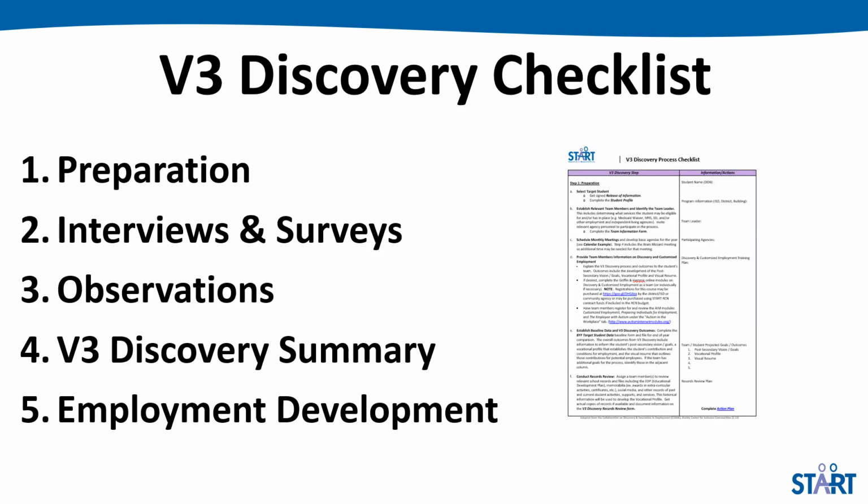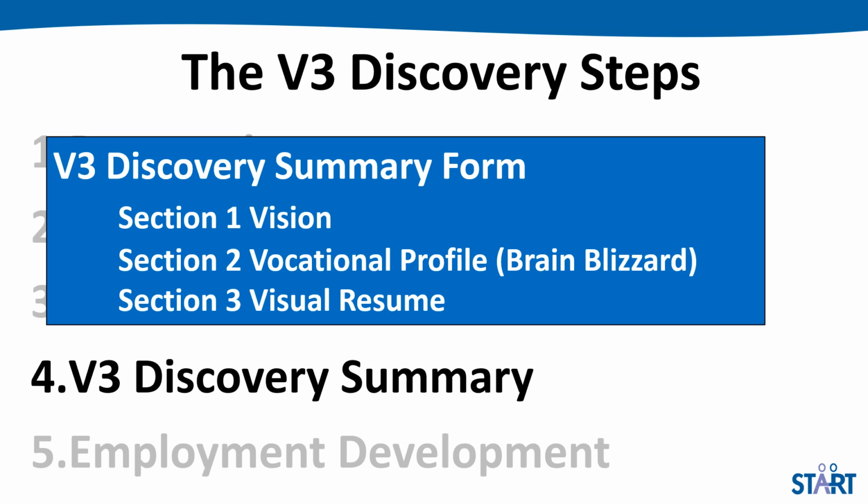So once you have all of your interview and survey data and have conducted all of your IC observations, we're going to pull all that data together into step 4, which is going to be the V3 Discovery Summary. The V3 Discovery Summary is a form that you can find in your materials folder in the Google Drive. And it has 3 sections.